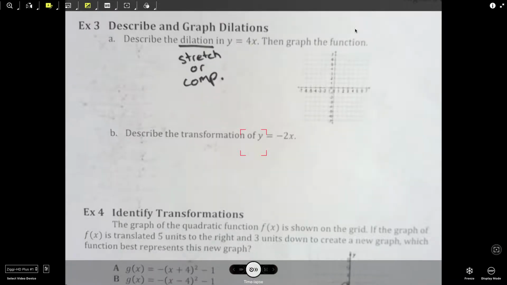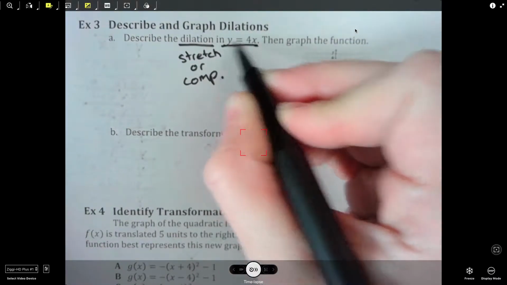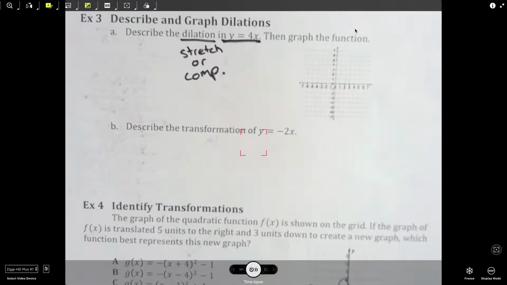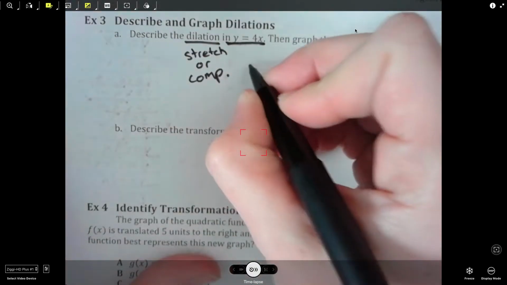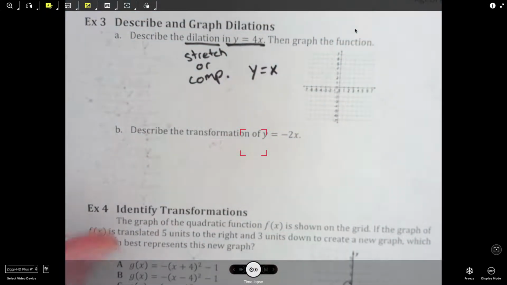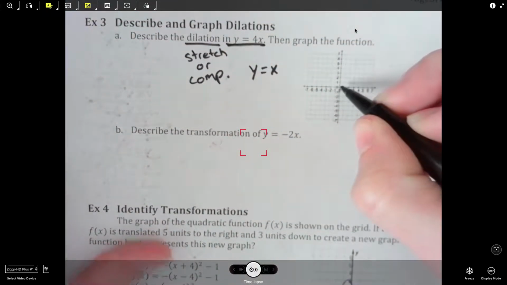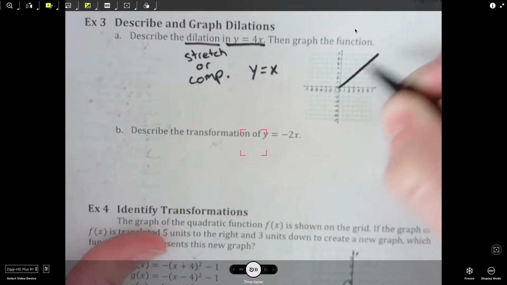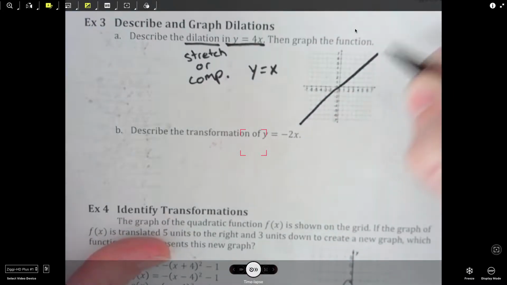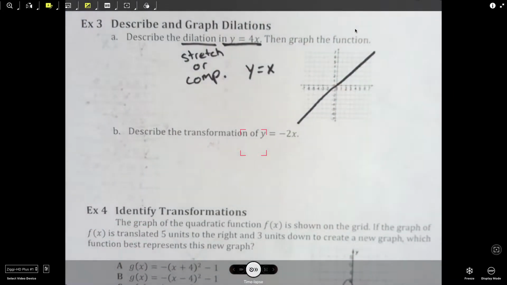So anyway, dilation is a stretch or compression, larger or smaller. So y equals 4x. If I strip away those numbers, what am I left with? y equals x, and what does it look like? A straight line at a 45-degree angle starting at 0, 0, up 1 over 1, or down 1 over 1. That's what it looks like.